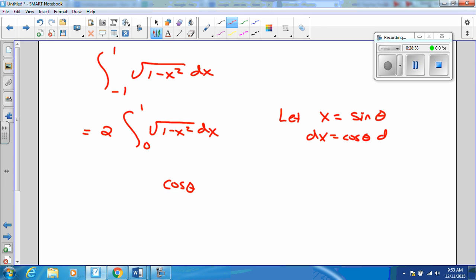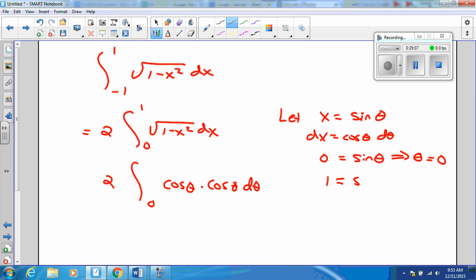And this part of the integral is going to transform to cosine theta d theta. And now, this part right here, the limits are going to transform as well. So we need to figure out the new limits. When x is equal to 0, that means that sine theta is equal to 0, so that theta is equal to 0. That's my lower limit of integration. When x is equal to 1, that means that sine theta is equal to 1, so theta is going to be equal to pi over 2.